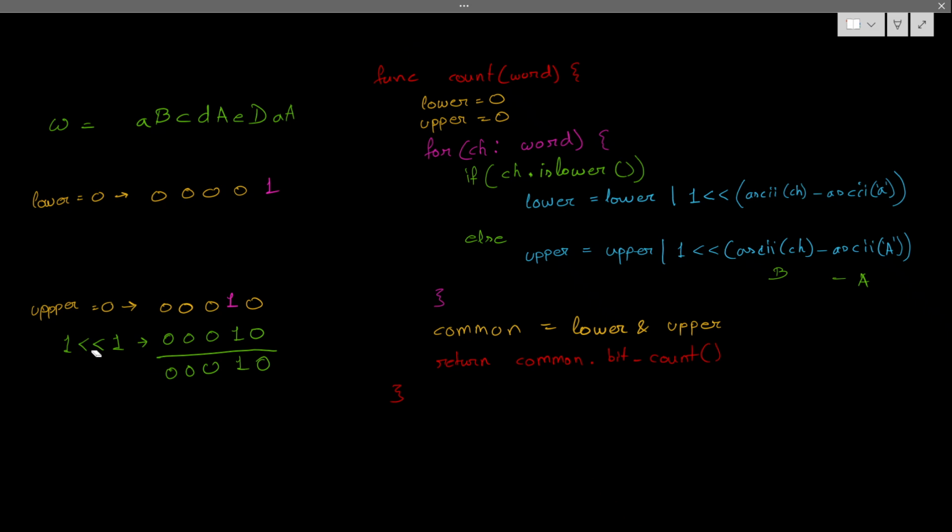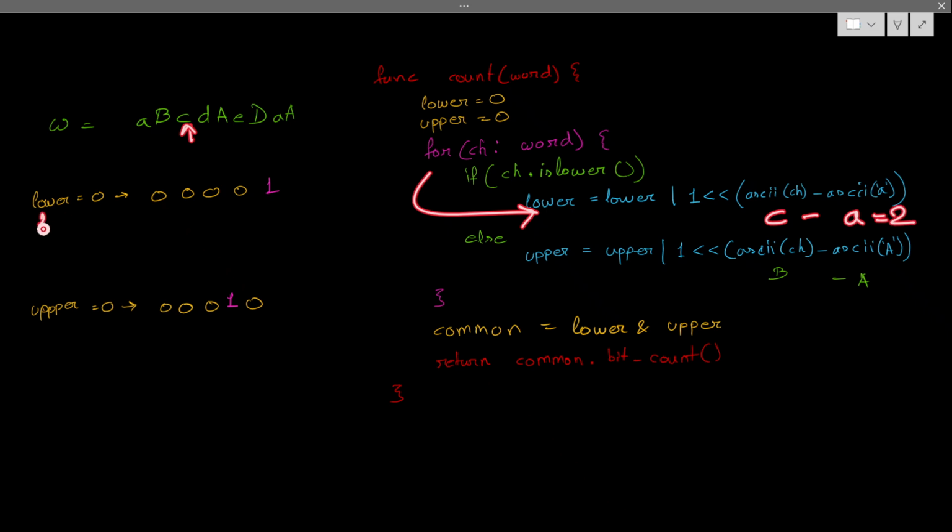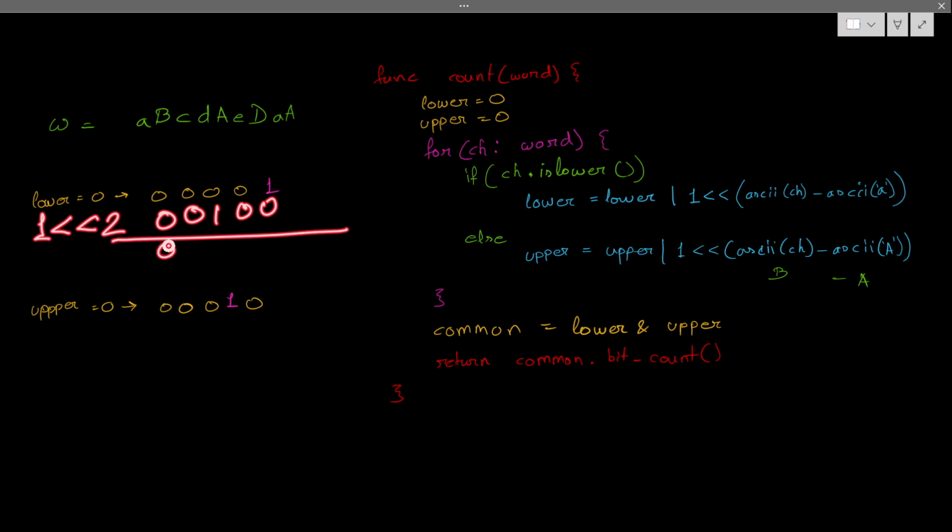Fine then. So after that, next one is C. C will come in this place. ASCII of C minus ASCII of A, the difference will be 2. So what will be the case? 1 left shift of 2 and it will become 0, 0, 1, 0, 0. What will be the OR? 0, 0, 1, 0, 1. This will be my OR, correct? So I'll update this 0 by 1, this 0 by 1. Okay.